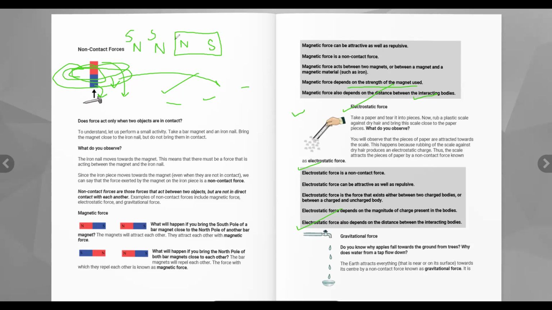Okay, so Sumantra, what is your doubt? Miss, can you give me some examples where electrostatic force is repulsive?